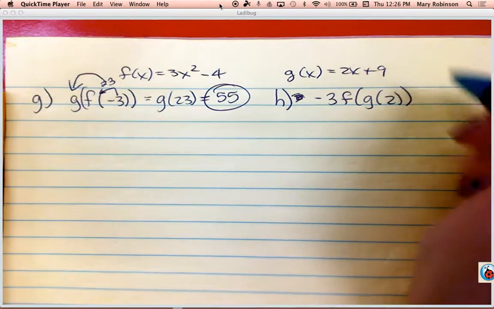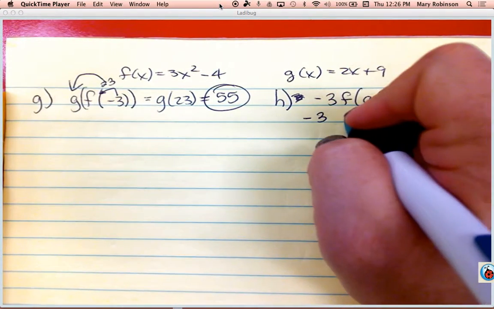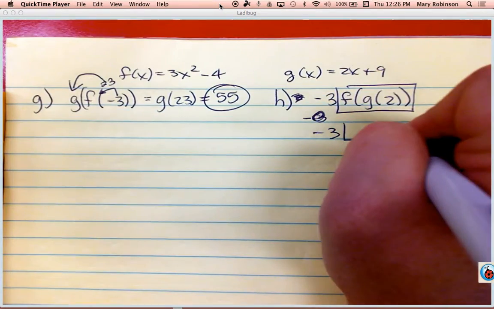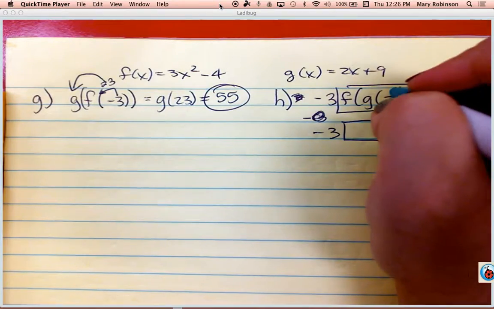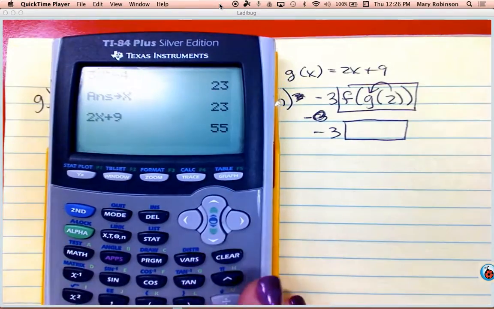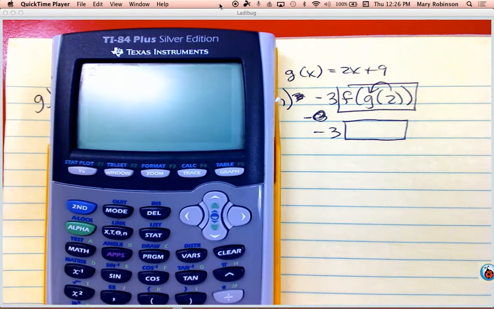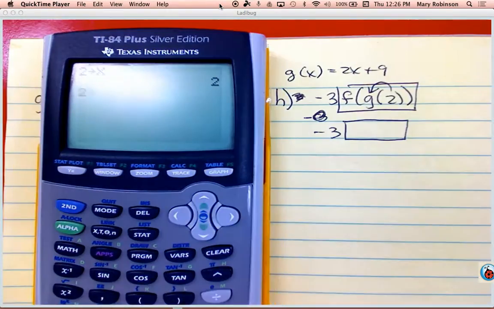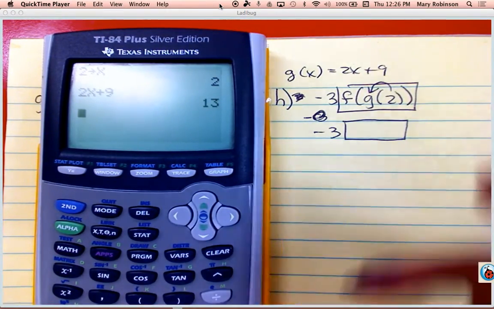We're going to do likewise for this, but remember that we need to, when we find this value, multiply it by -3. So let's go ahead and plug 2 into g. So now I'm just going to take my 2 and store that as x. And then type in my g function, which is 2x plus 9. And I get 13.